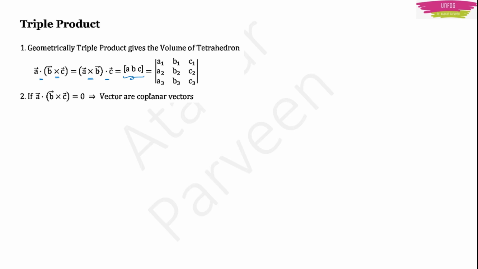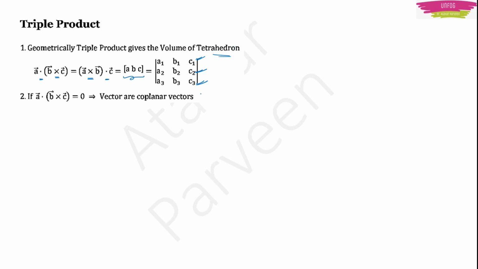But here, because you have three vectors in the determinant, you don't write i j k in the first row. You write the first vector in the first row, second vector in the second row, third vector in the third row, and then you solve the determinant. You get the volume of a tetrahedron. It is a geometrical figure. The volume of the tetrahedron you can find using this triple product.